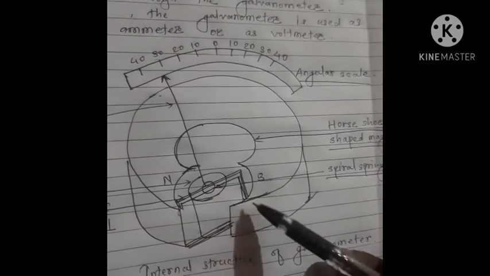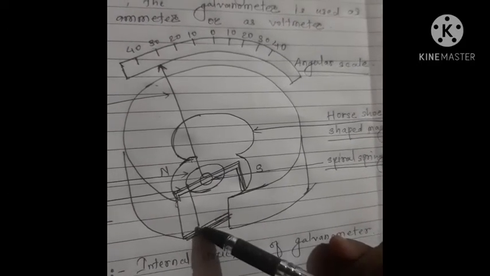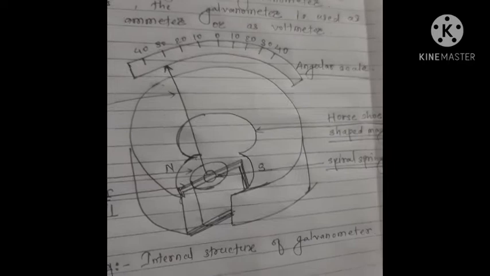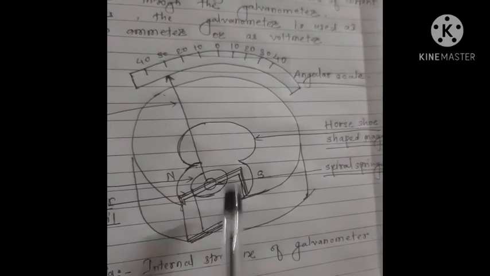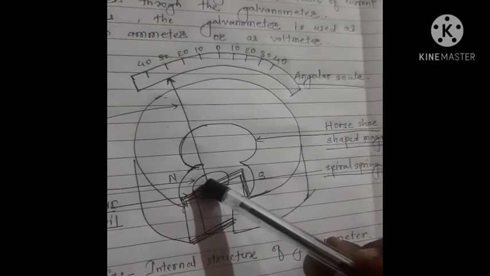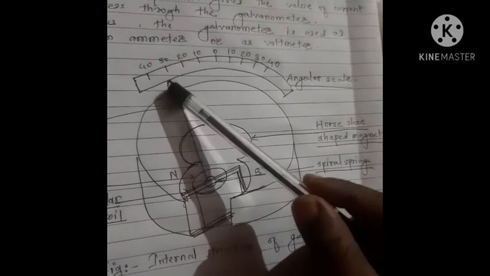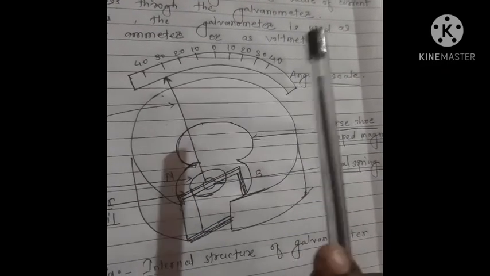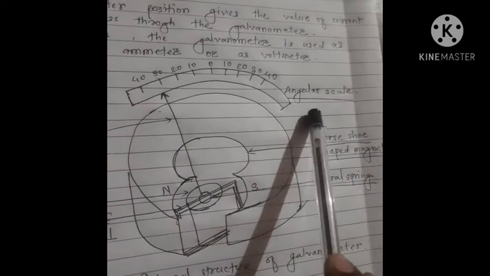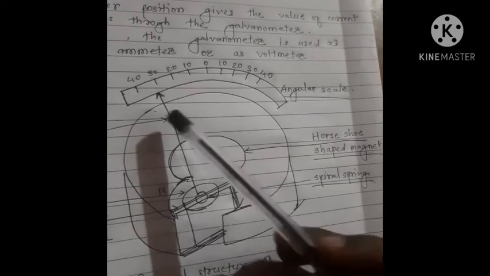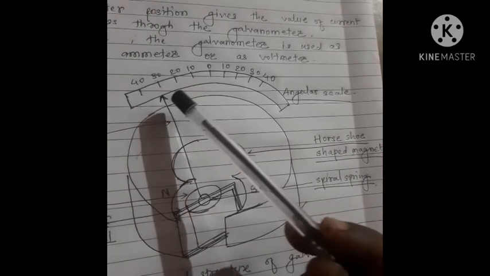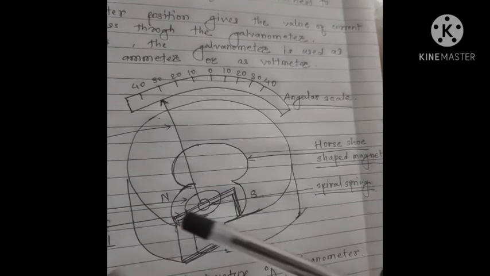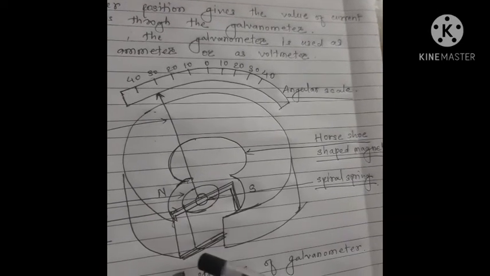If the current flows through this rectangular coil, this coil deflects so that the pointer attached to this rectangular coil changes its position over this angular scale, so that the position of this pointer gives us the value of current flowing through this galvanometer.